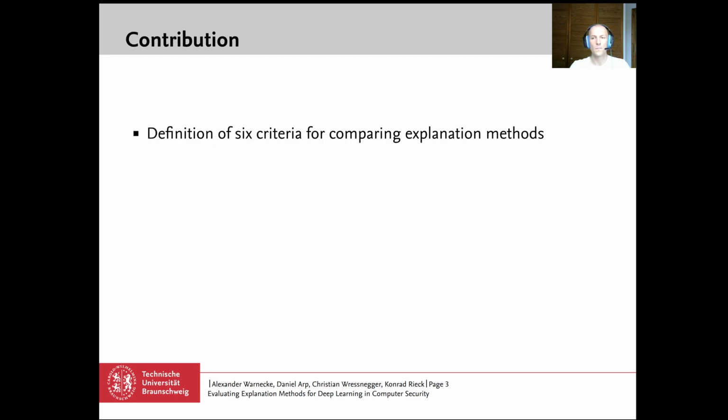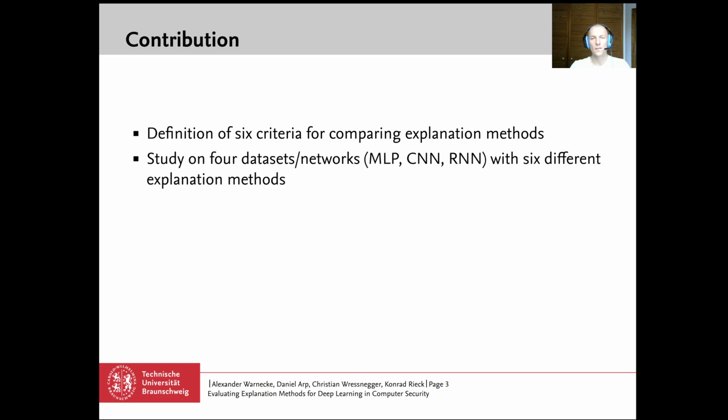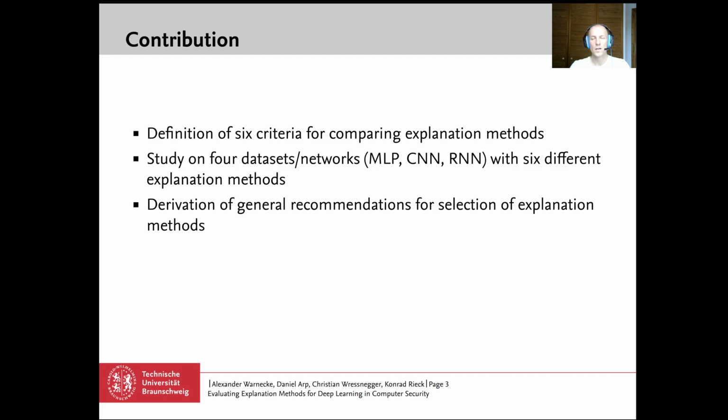We make the following contributions. We define 6 criteria for comparing explanation methods. These criteria contain general criteria, but also criteria suited only for the computer security domain. In a study on 4 datasets with different networks, including multilayer perceptrons, convolutional neural networks, and recurrent neural networks, we evaluate 6 different explanation methods and derive general recommendations for selection of explanation methods in computer security problems. Finally, we qualitatively evaluate explanations on all datasets and find out what these models have actually learned for the underlying task and if it is useful in practice.